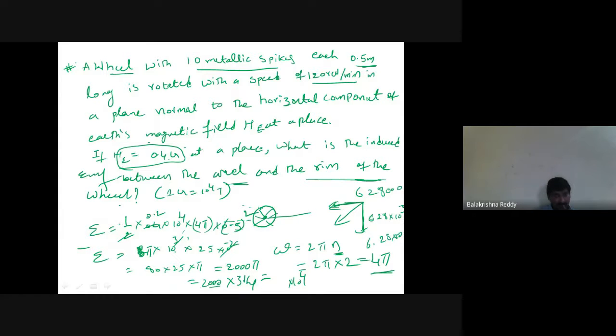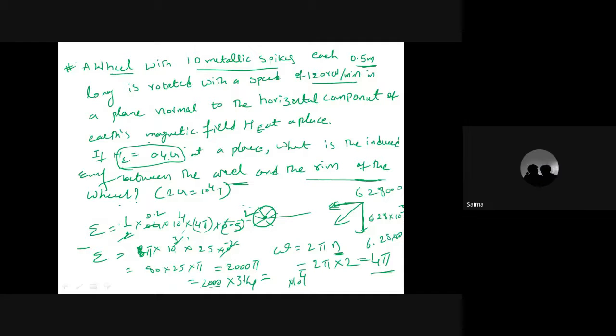5 into 2, how much? In the power of 2, no? In the power of minus 2 only. So 2000 into 3.14. So there will be two zeros going into the decimal point. So it will become 6280.